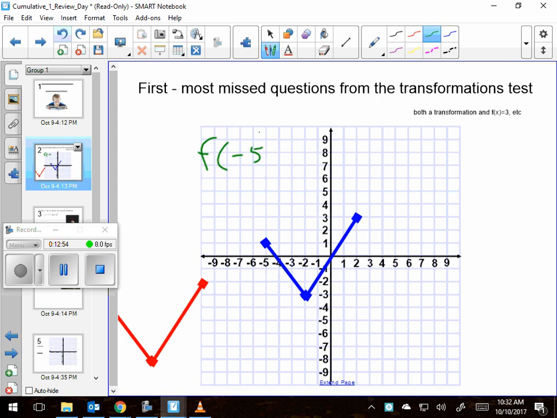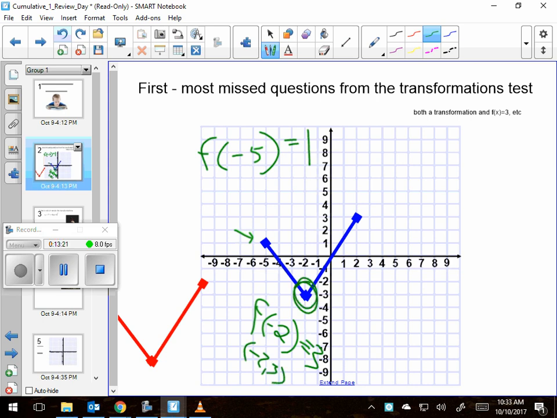F of negative 5 would be 1. Do you guys see where he's talking about? He was talking about that one. Give me a different one. You got it. And he was talking about the point negative 2, comma 3, which is right there.